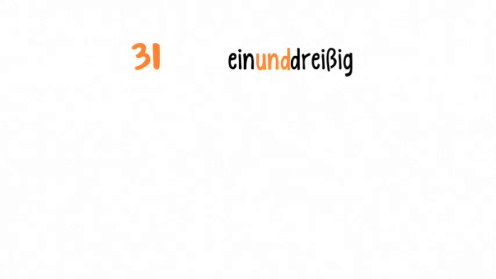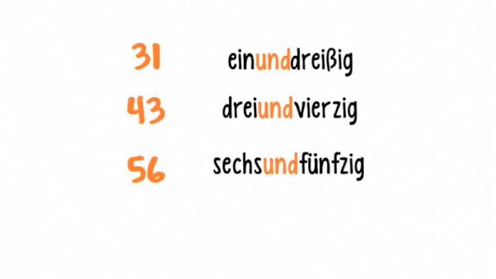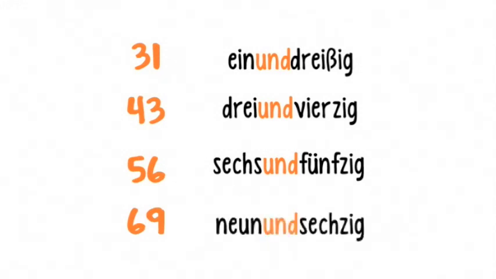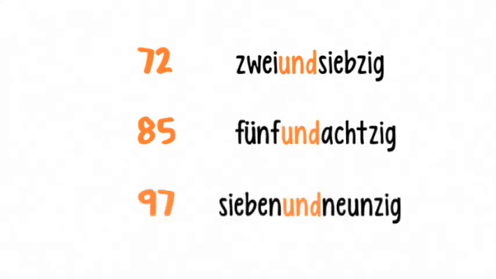31. Now let's see how to form the numbers from 40 onwards. 43 in German is dreiundvierzig, 56 is sechsundfünfzig, and 69 is neunundsechzig. 72, 85, 97.